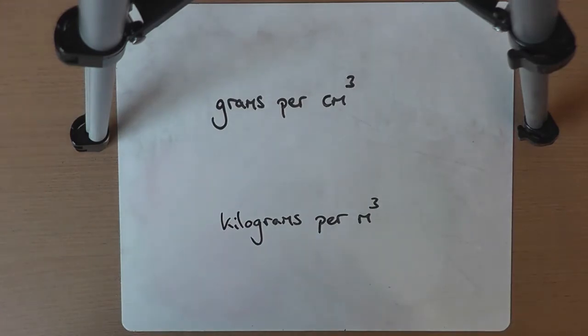The two most common density units will be grams per centimetres cubed and kilograms per metres cubed. How does this link to the definition?